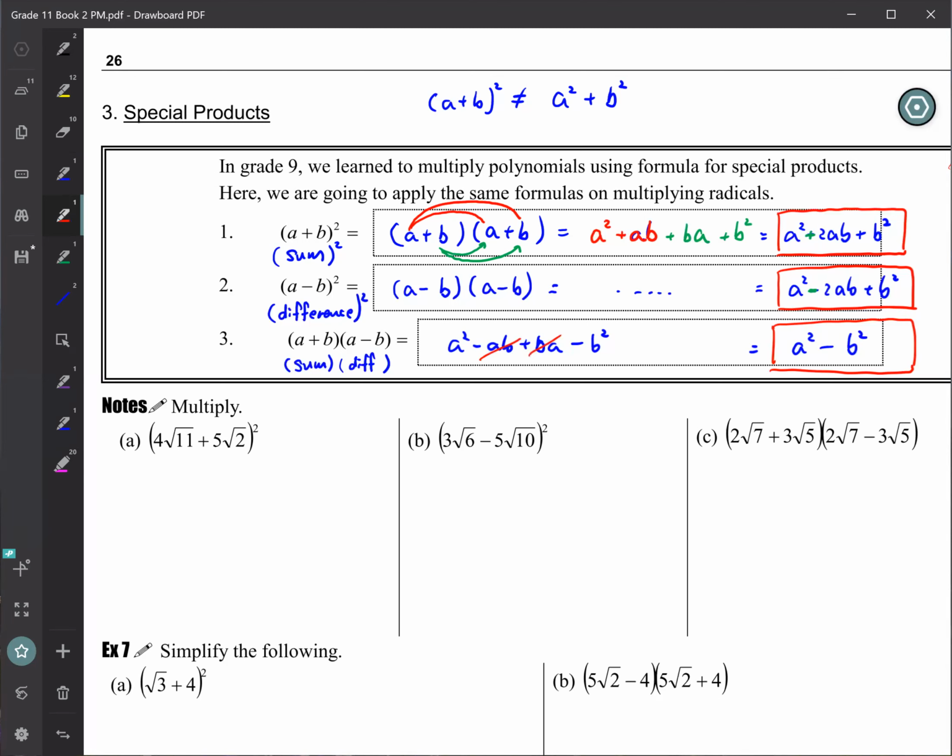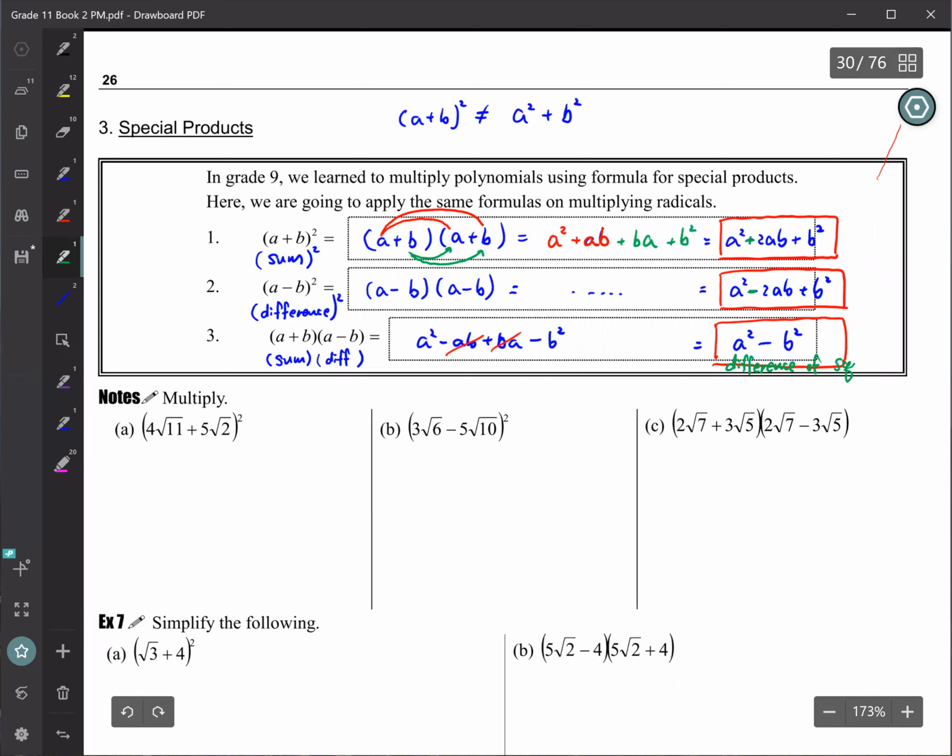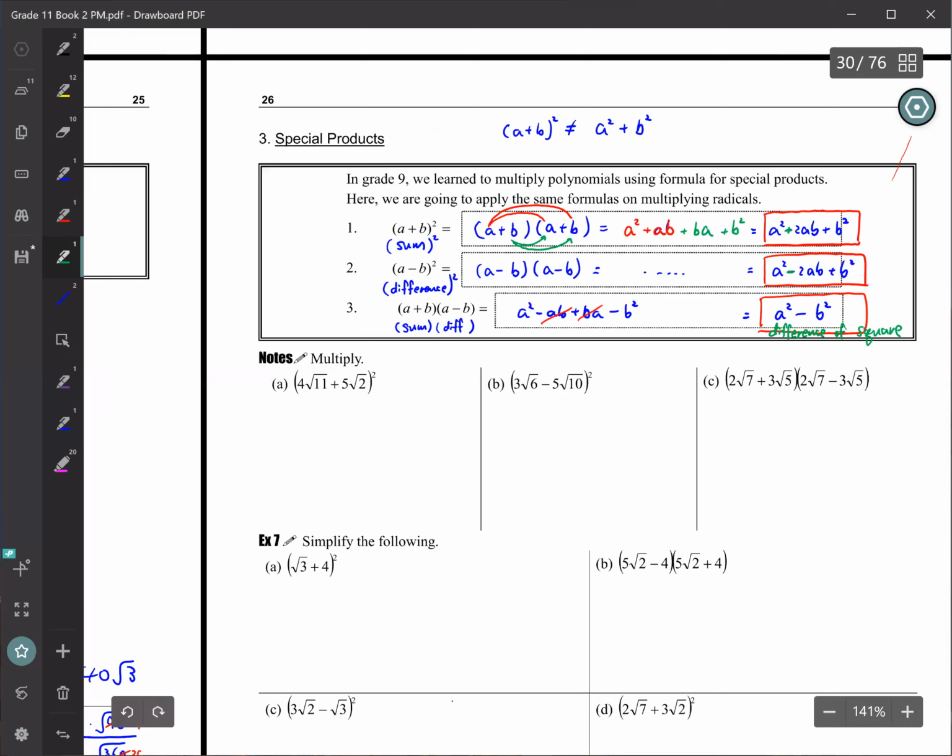The result for the third one has a name. It's called the difference of squares. Difference means subtract: you have the two squares, square of a and square of b, and they subtract each other. Marcus, are you done writing it down? Okay. What's the point of knowing these formulas? We use them to simplify our multiplying.